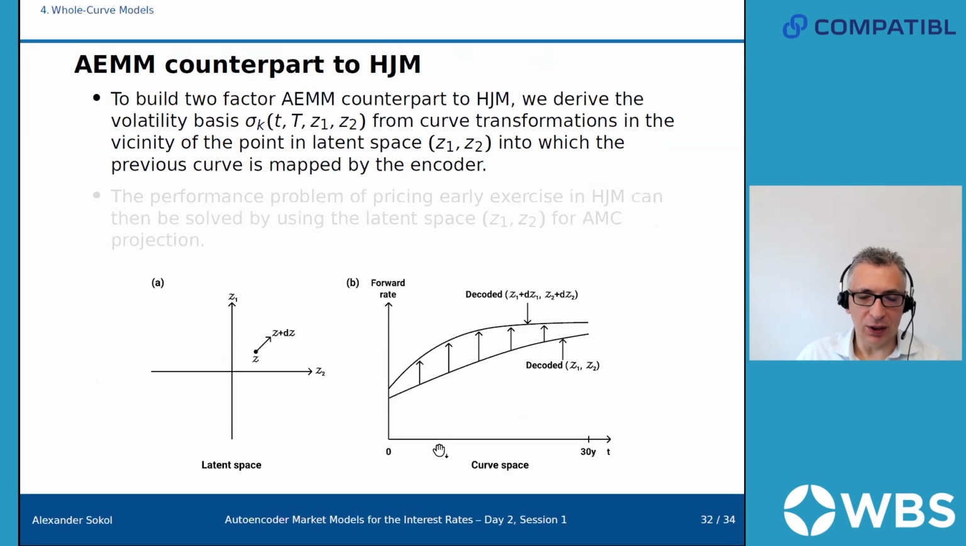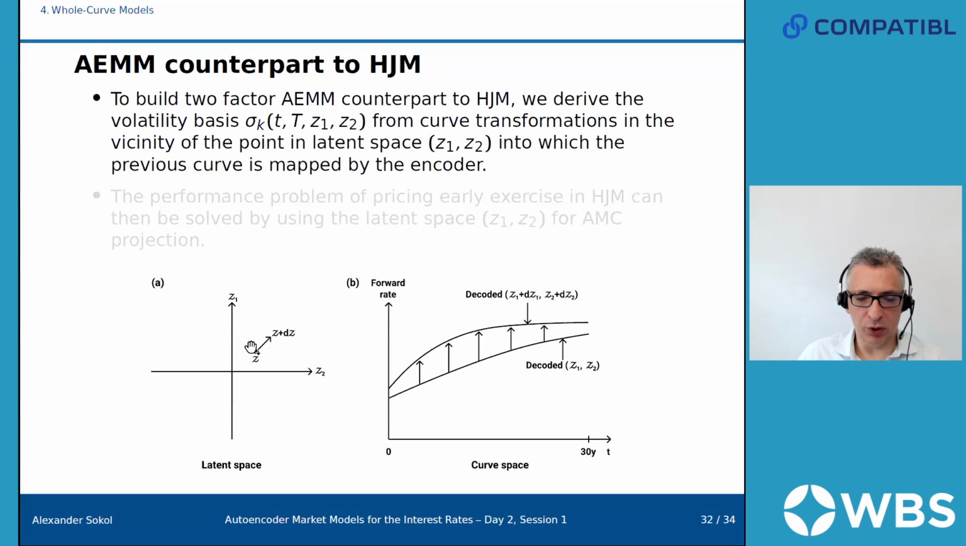And so, okay, now how do we use autoencoders with that? And that, by the way, is the last slide, right, before we go to examples. So, to build a two-factor IMM counterpart to AGM, we derive the volatility basis from curve transformations in the vicinity of the point in latent space into which the previous curve is mapped by the encoder. So imagine that today's curve encodes into this point in latent space. If you have a two-dimensional autoencoder, a two-dimensional latent space, you can move along the principal axis or the minor axis of the ellipse.